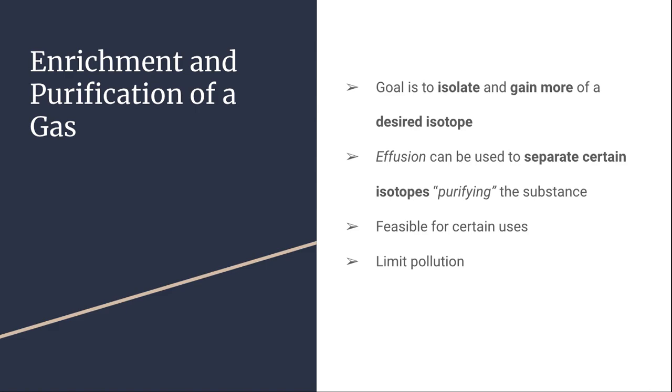Effusion, along with other methods to be discussed another time, can be used to enrich or purify a gas. When isotopes are unable to be separated chemically, through the process of effusion the goal is to isolate an isotope and get more of the desired one. This separation of substances purifies the substance, and this purification allows the substance to be feasible for certain uses, which we'll look at examples of.